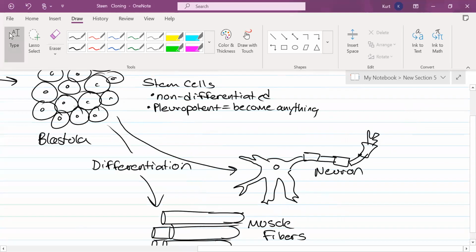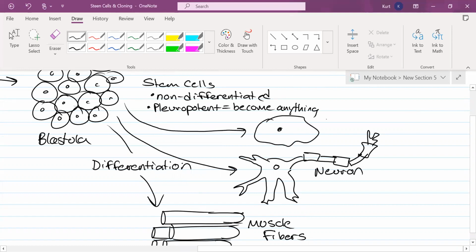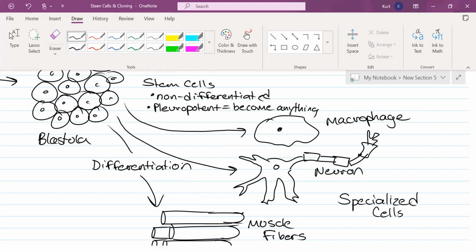And let's say, for example, that some become a macrophage, which is a white blood cell. Are these cells different from each other? A white blood cell, a neuron, and muscle fibers? Yeah, they're all different. They have very special function. These cells are called specialized. Specialized cells are very good at a specific task.